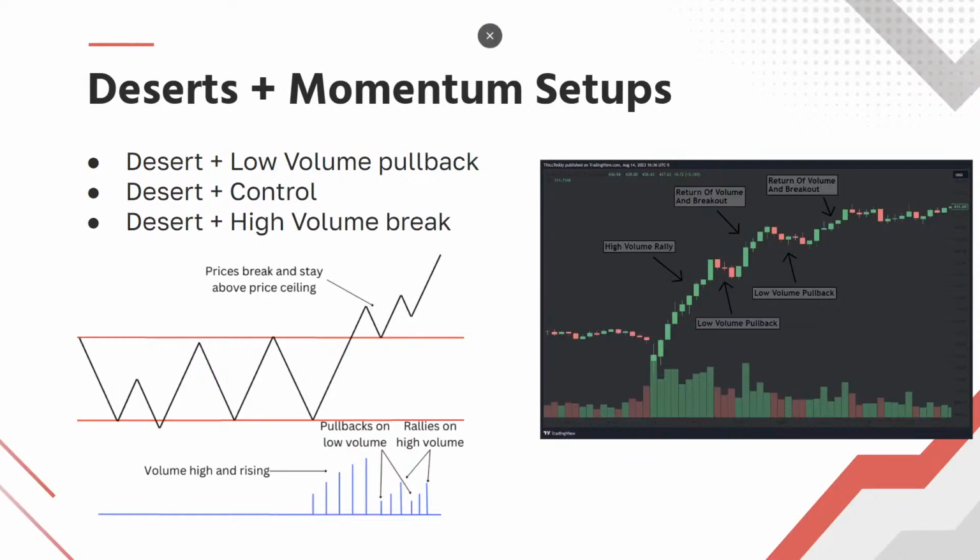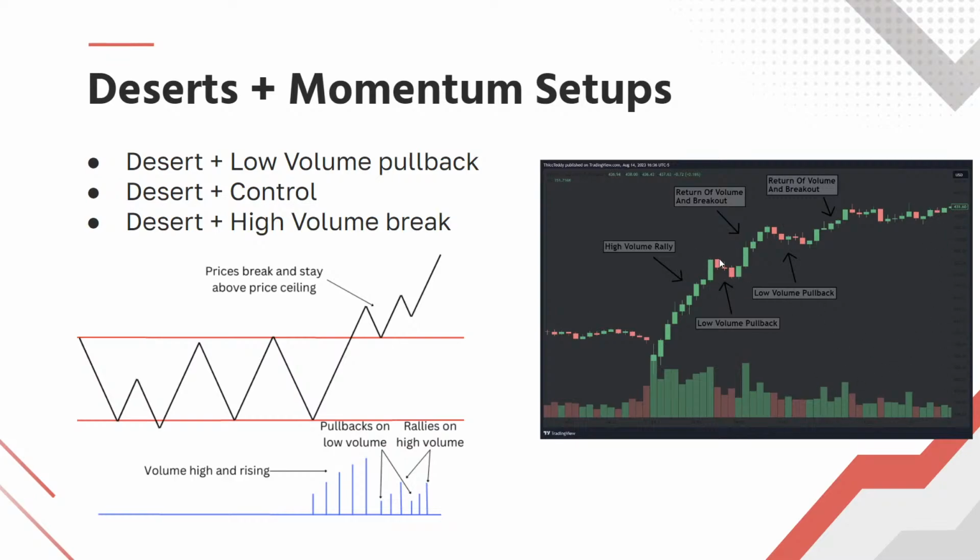Okay, so the next one is deserts plus momentum setups. So we just talked about shelves plus bounce and rejection setups. This one is a desert and a momentum setup. So a desert plus a low volume pullback. Say in this area here, we had this nice move to the upside. We're in the middle of a desert. So there's a shelf up here at the top and a shelf down here at the bottom, and then a desert in the middle here.